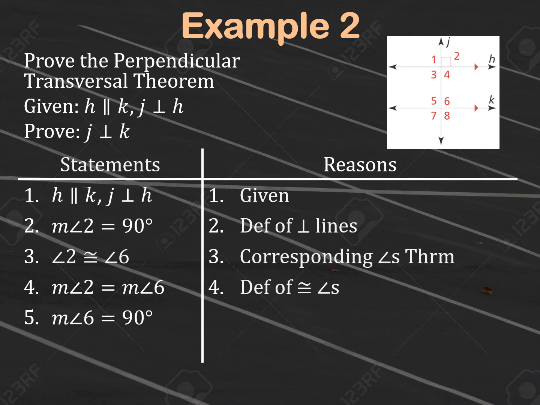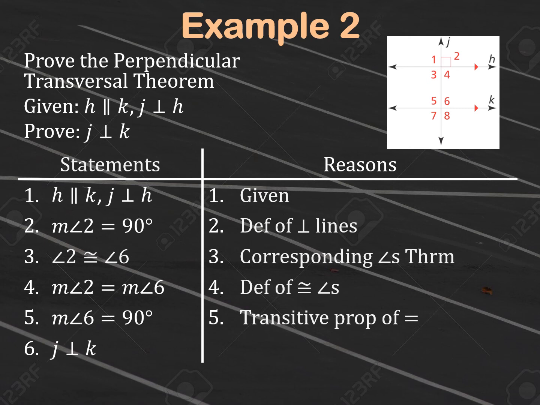Statement 5, M6 is equal to 90 degrees. And this is the transitive property of equality. If you take statements 2 and 4, you see that measure of angle 2 is 90, measure of angle 2 is equal to measure of angle 6. Therefore, since measure of angle 2 is equal to both of those two angles, those two angles have to be equal to each other. So M6 equals 90 degrees.